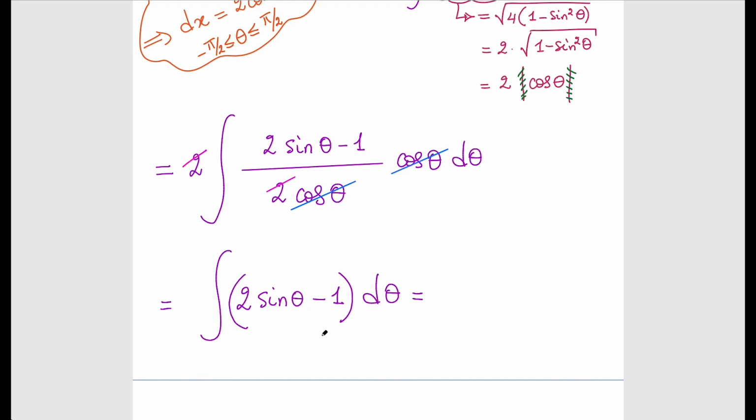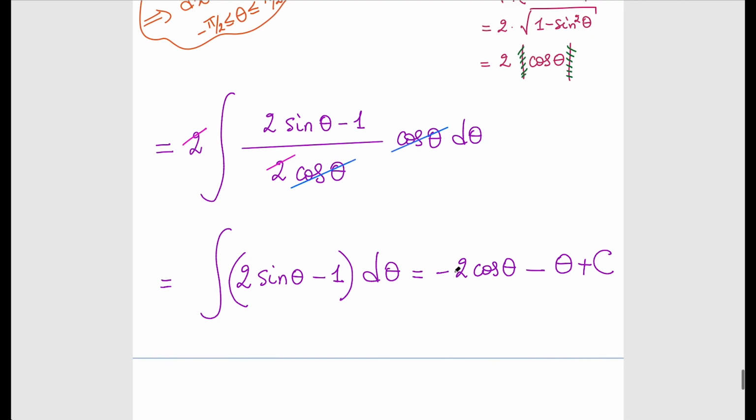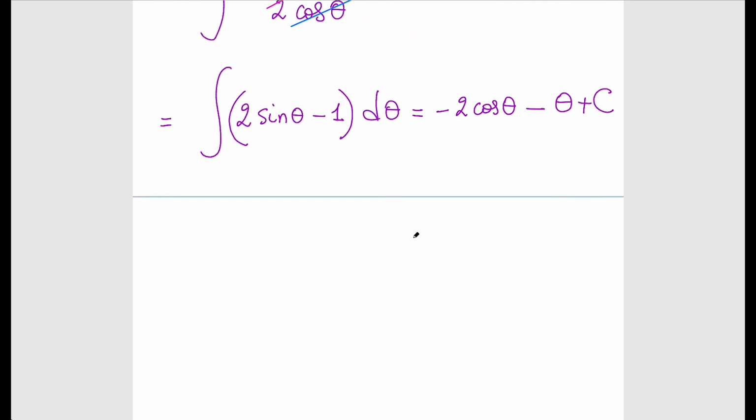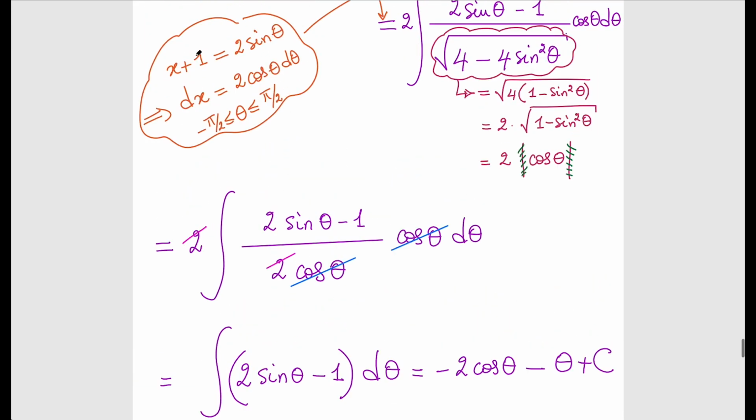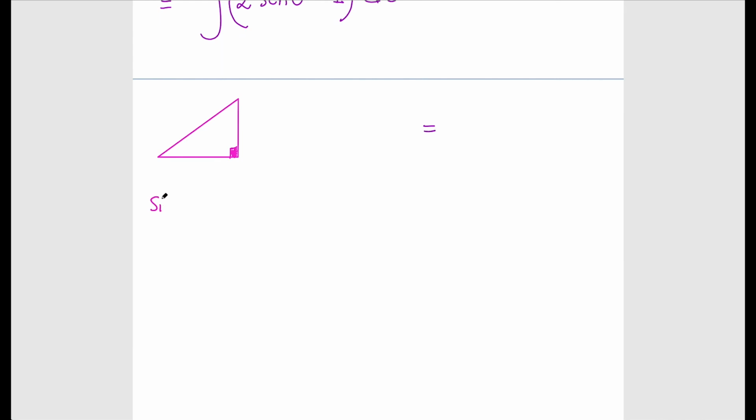Okay, and this is an easy integral to evaluate. What's the integral of 2 sine theta? That's negative 2 cosine theta, minus the primitive of 1 d theta, that's theta, plus an arbitrary constant. Correct? Okay, and don't forget, now we have to go back and rewrite everything in terms of x. So we're going to appeal to the triangle, the typical diagram that we used to have. Okay, so I'm going to have a right angle here, correct? And what do I know? I know that sine theta is x plus 1 over 2.